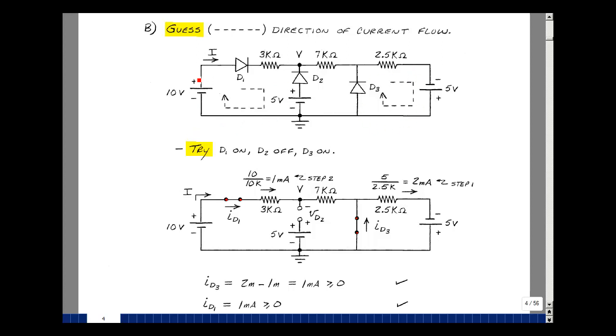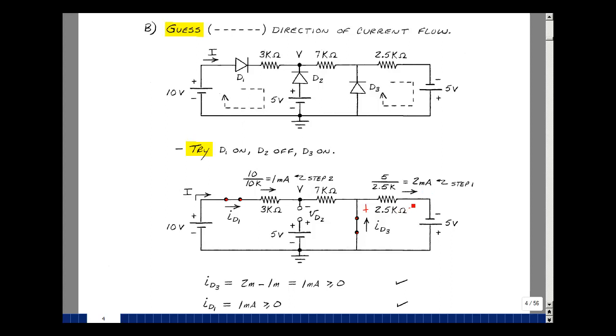I'm going to guess that D1 is a short, and that D3 is a short, and because current's trying to flow this way, I would guess that D2 is an open. Again, we'll label the current from anode to cathode for our 2 on diodes, and then the voltage from anode to cathode for our off diode. Because I have a short circuit here, I have the 5 volts across this 2.5K resistor. 5 divided by 2.5K is 2 milliamps.